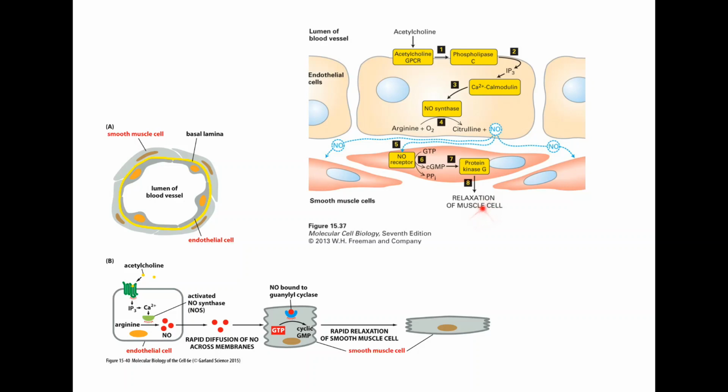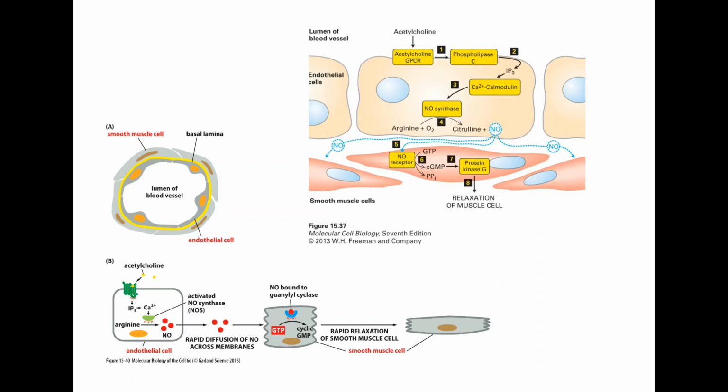Relaxation equals vasodilation. So that process leads to the dilation of blood vessels, and it's the reason that NO is beneficial in preventing heart disease, and it's the reason that nitroglycerin is beneficial for patients with heart disease constrictions in their blood vessels, because it leads to the release of NO, which then partially alleviates that constriction.